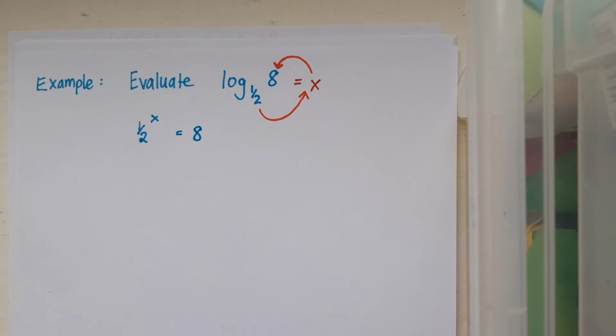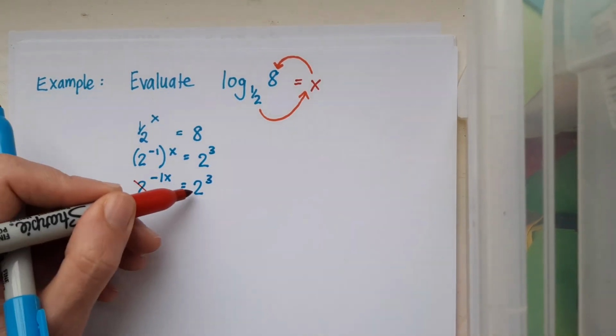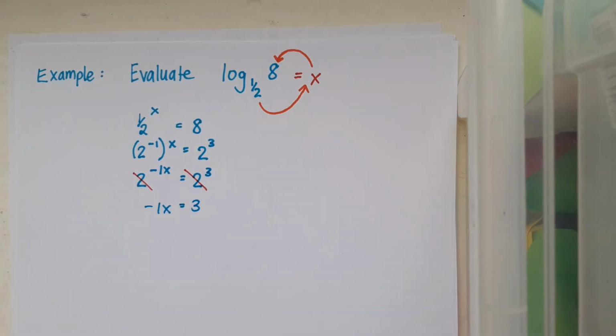I want to get the same base on both sides. In this case, 2 looks like it could be a contender. So I'm going to write my 8 as 2 to a power and write my half as 2 to a power. Of course, a half is 2 to the power of minus 1. And now I've got 2 to the power of minus 1, all to the power of x. Don't forget, a power to a power, I want to multiply the powers. At this point, I've got the same base on both sides, so I can cancel that out and work with just the exponents. So minus 1x equals 3, and my solution is x equals minus 3.